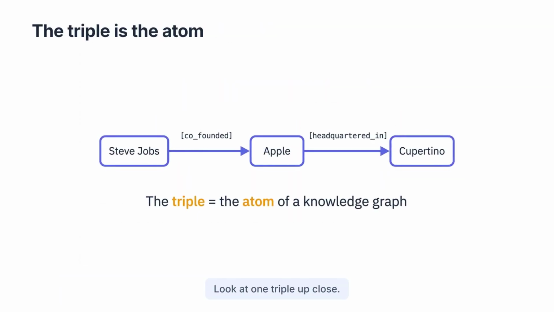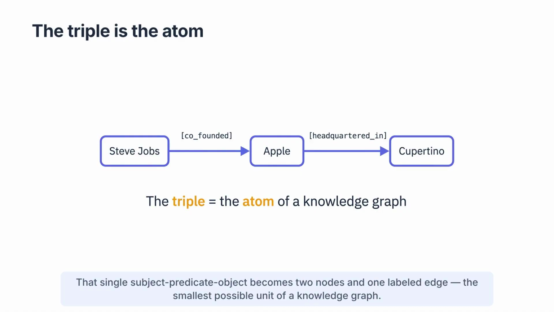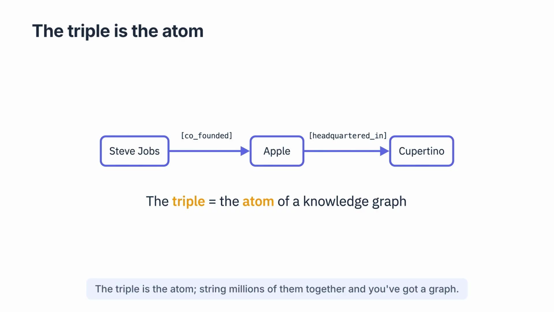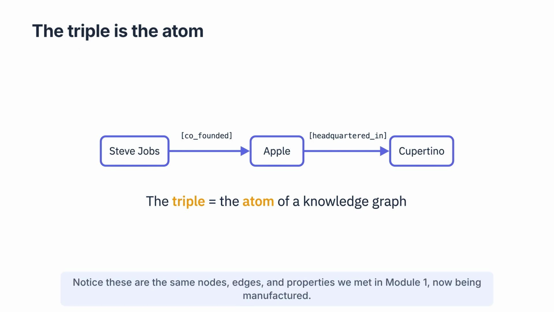Look at one triple up close. Steve Jobs co-founded Apple. That single subject-predicate-object becomes two nodes and one labeled edge, the smallest possible unit of a knowledge graph. The triple is the atom. String millions of them together and you've got a graph. Notice these are the same nodes, edges, and properties we met in Module 1, now being manufactured.